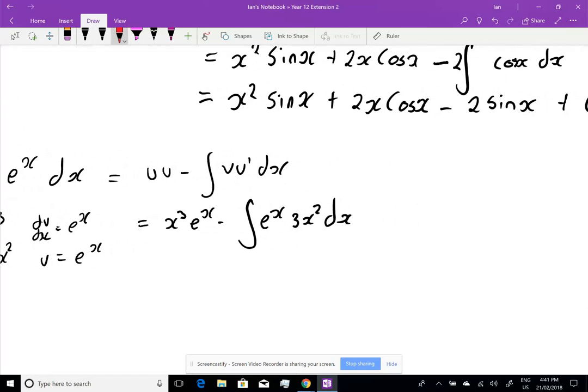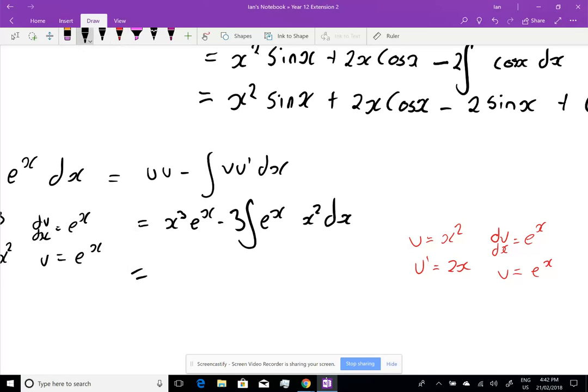I'm going to do that again. I'm going to take that 3 out and put it out the front. Okay? Just makes it easier. Get the constants out of there. u equals x squared. So u dash equals 2x, and dv dx equals e to the x, which equals v equals e to the x. So again, I do it.